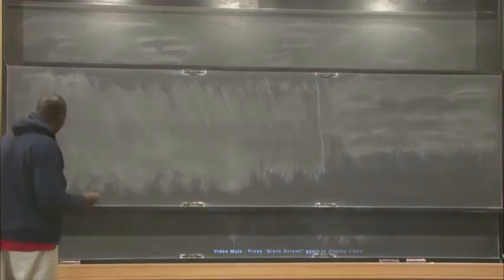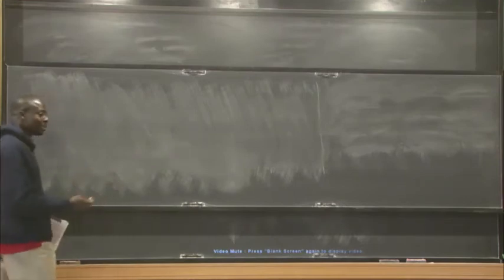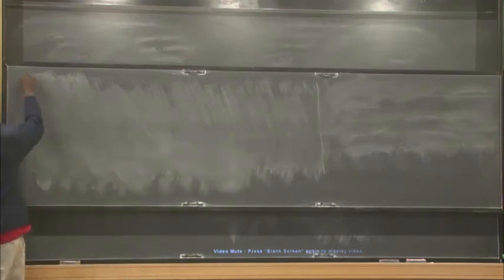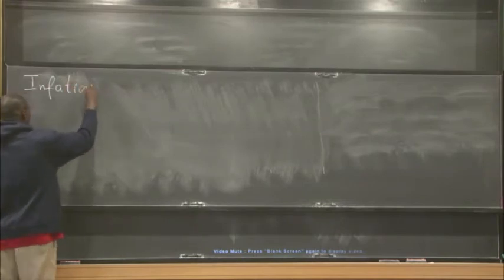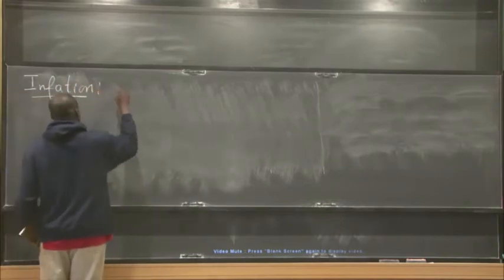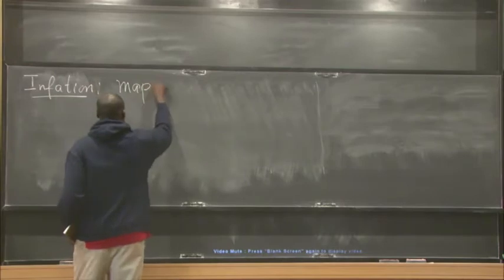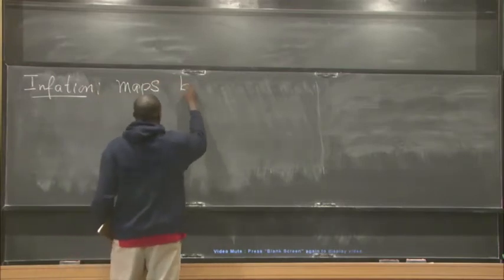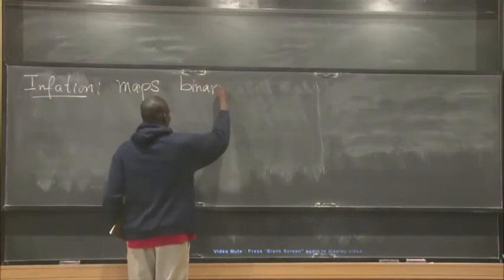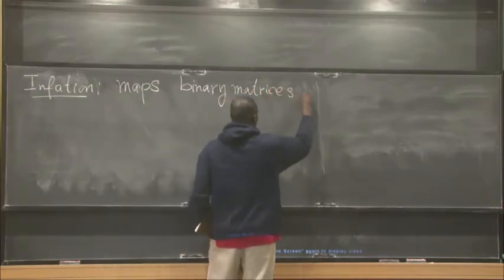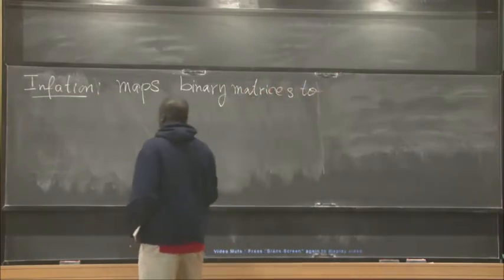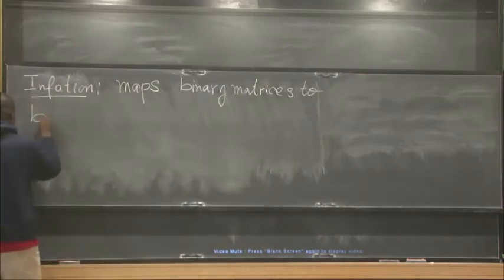So for graphs, here's the picture you should have in mind. There are many ways of doing an inflation, and what an inflation should do is to map binary entry matrices to binary entry hypermatrices.